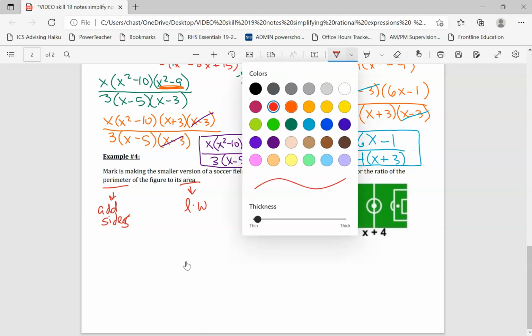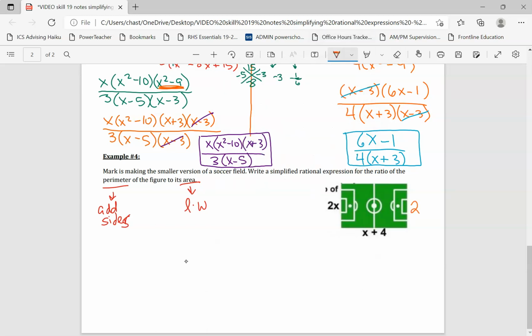All right, so in my numerator, I need to remember that both of these sides also exist. If I add up all my sides, I have 2x plus x plus 2x plus x. So 2, 4, 5, 6. So 6x. And then I have plus 8.